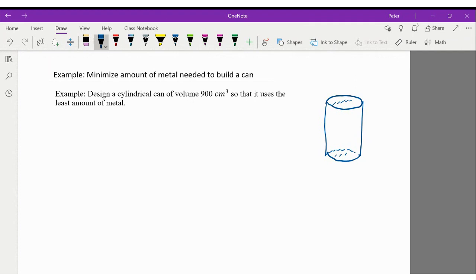So the dimensions of a cylinder can be described by its radius and its height. So it's okay. Corn, is that better? So okay, that's good.